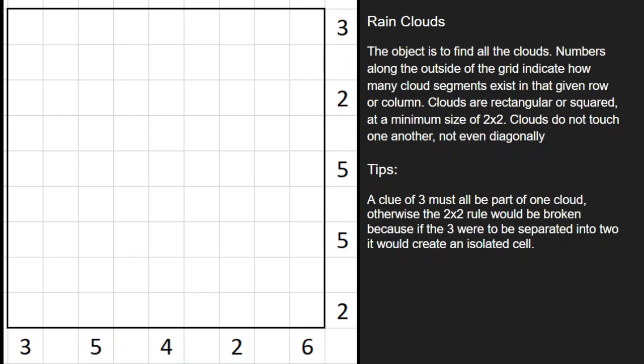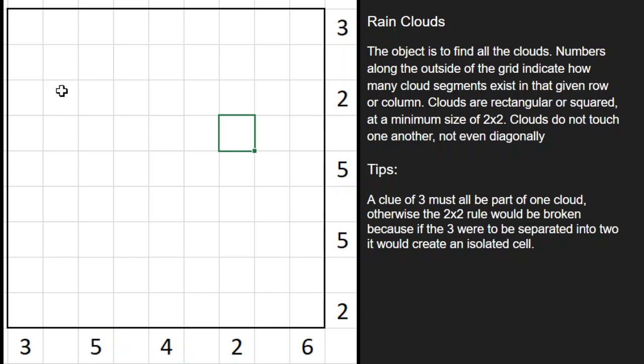How a Rain Clouds puzzle works is you're trying to locate all the clouds within the grid. Numbers along the outside of the grid indicate how many cloud segments are in that given row or column. And clouds can't touch one another, not even diagonally. So you might have a cloud here, and then a cloud here, and then another cloud like that. You can see they cannot touch one another.